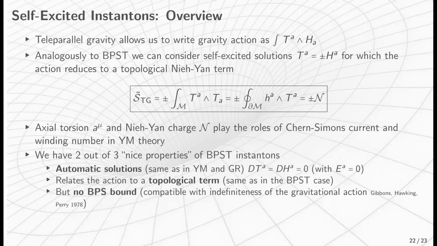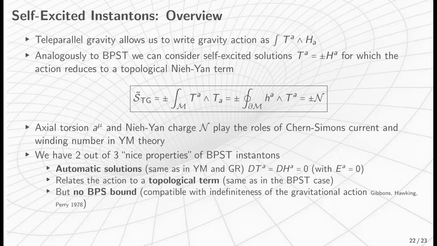That you have these automatic solutions. You don't have that. What is actually interesting about them is that they are topological and they are global minima. Here, it turns out they are also topological. You can relate the gravitational action to some topological term for these solutions. That's the same as in the BPST case, but we don't have anything like that in general relativity, and this is the main selling point from my viewpoint, what I have tried to achieve.